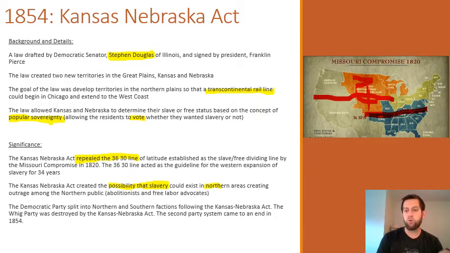This law was so controversial and so contentious, the Democratic Party split into two: the people in the North who opposed the Kansas-Nebraska Act, and the people in the South who supported it. Even worse, and put a big star next to this, the Whig Party, the party of Henry Clay and Daniel Webster, broke up and never got back together over the Kansas-Nebraska Act. So following the Kansas-Nebraska Act, the Whig Party is officially done.